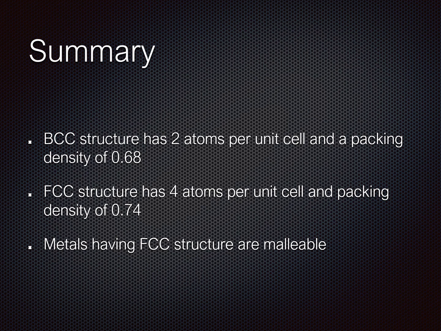A brief summary of what we have learned so far. Number 1. BCC structure has 2 atoms per unit cell and a packing density of 0.68. Point number 2. FCC structure has 4 atoms per unit cell and packing density of 0.74. And third one, metals having FCC structure are malleable.